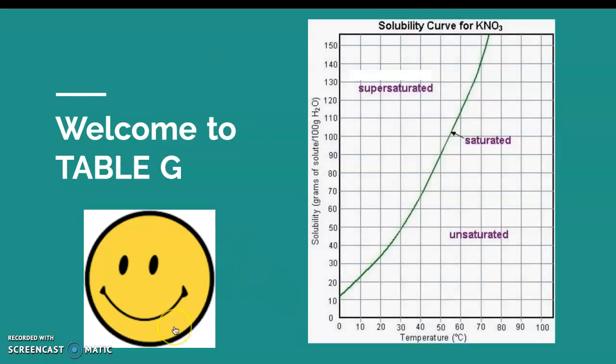Welcome to Table G. I know this may seem a little overwhelming. However, we're just going to look at Table G using one solubility curve for KNO3. For example, if I were to give you a measurement of 30 degrees Celsius and ask you to look at 50 grams of solute, that would be a saturated solution because it is on the line. If I were to give you measurements that lie above the line, that would be a supersaturated solution. If I were to give you measurements below the line, that would be an unsaturated solution. However, this could be a bit difficult without looking at examples, so let's do that first.